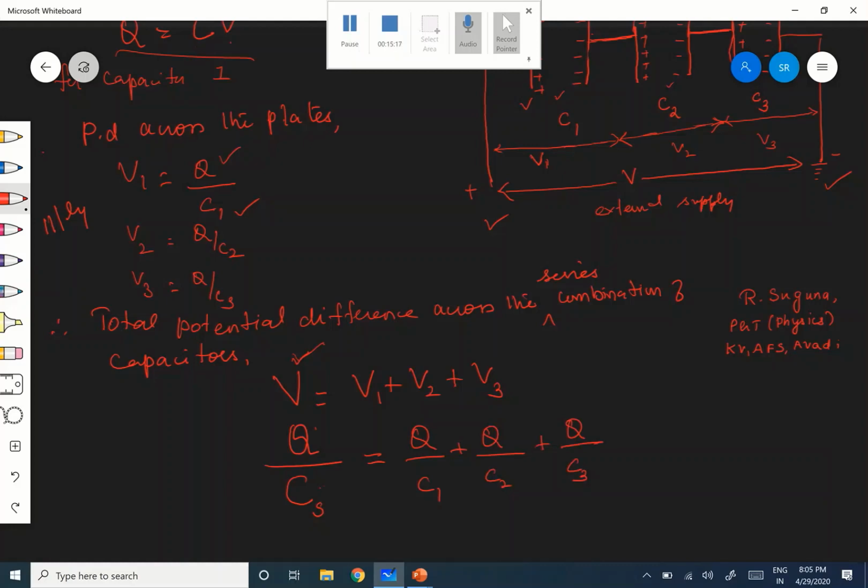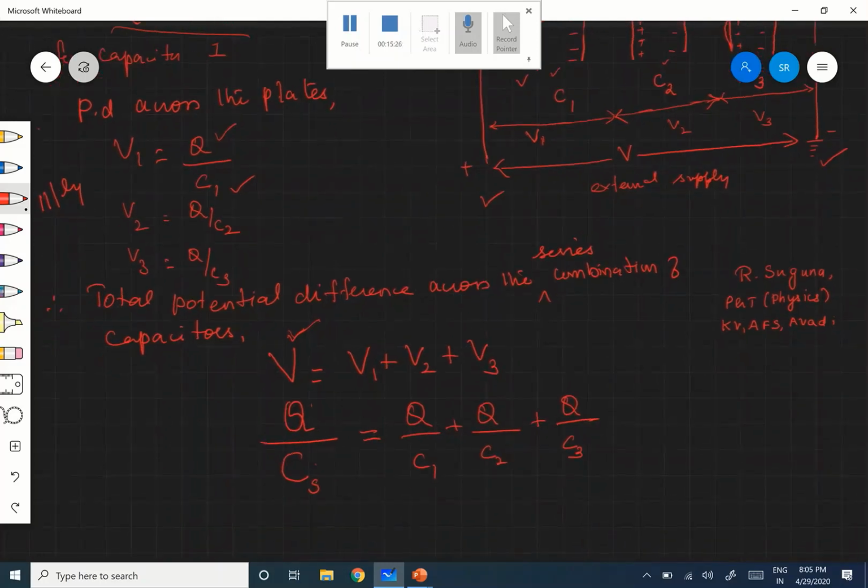Are you following? Okay, therefore, now you tell me what should be. Whatever Q will get cancelled, therefore you will get 1 by CS is equal to 1 by C1 plus 1 by C2 plus 1 by C3. Okay, so this is the required result.